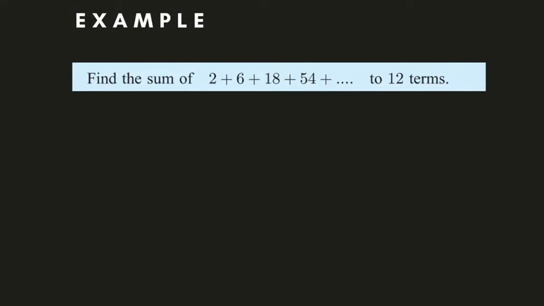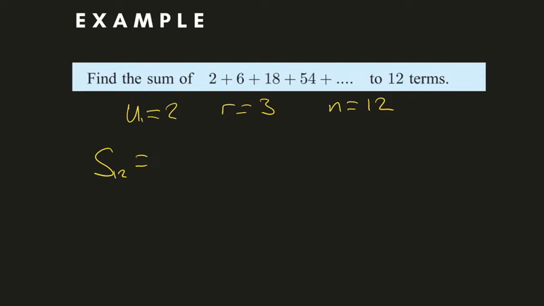Okay, so first example, we've got a series and it looks to be geometric. Let's find the sum for 12 terms. So let's write down the stuff we need. U1 is 2. We need R. Well, R, of course, you can see there, R is 3 and N is equal to 12 because we're finding the sum of these 12 terms.